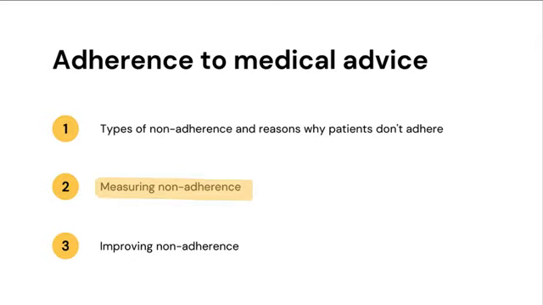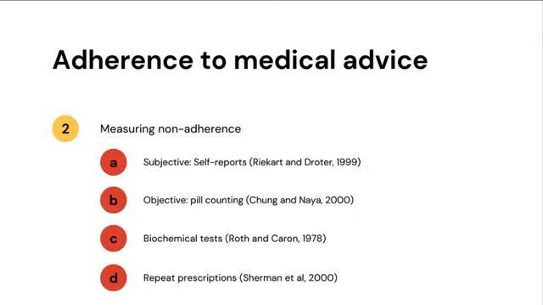Okay, so this is your second topic under adherence to medical advice, which is measuring non-adherence. And under measuring non-adherence, there will be 4 subtopics: subjective, objective, biochemical tests, and repeat prescription. So in paper 3, when you are writing the descriptive essays, you'll be writing a total of 4 paragraphs. So each paragraph for each method. Okay, so today in this video only focus on subjective and objective first.